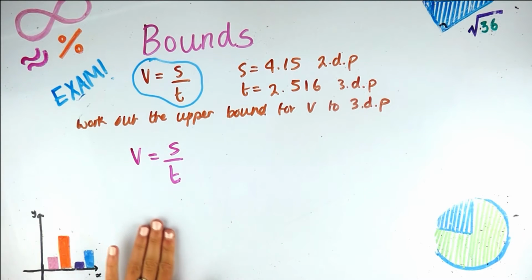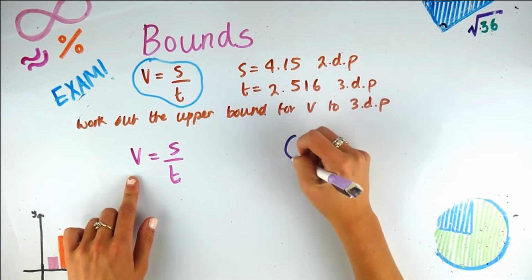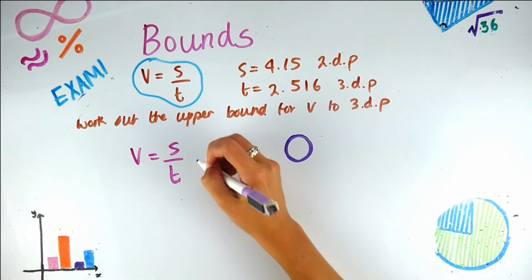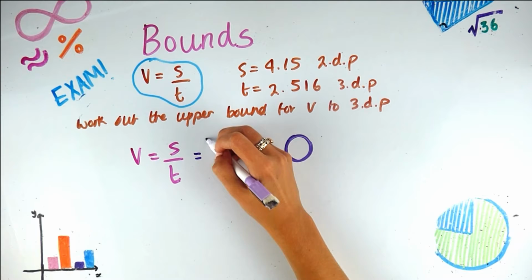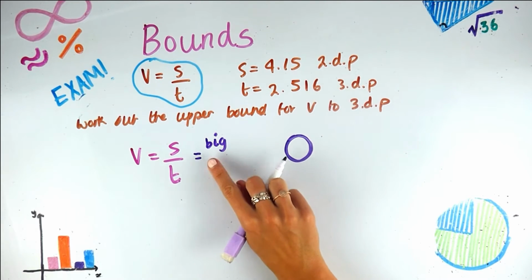So to get V as big as possible, I kind of think of V as something else. So let's say I had a cake, and I want to get as much as I can. I want something as big as possible on top. So I want as much cake as I can get. I want the biggest possible cake I can make.